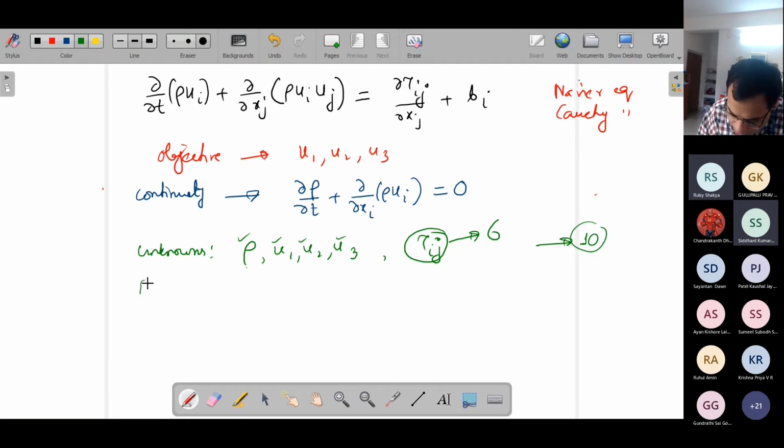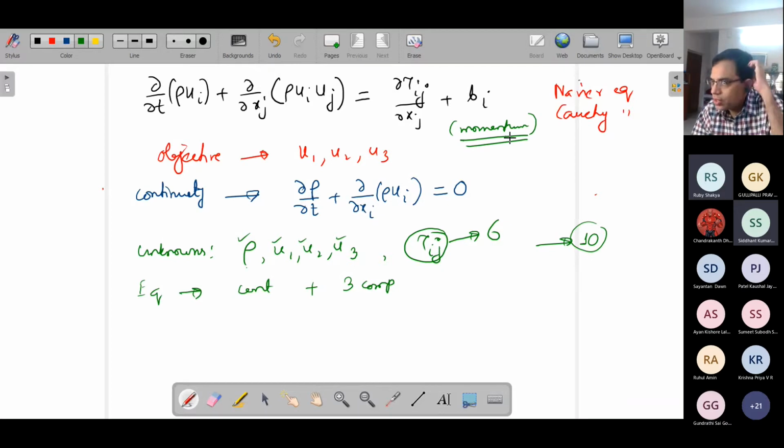Number of equations, independent equations. You have the continuity equation, that is 1, and you have the 3 components of this. So this is called the momentum equation. Neither linear nor angular, just momentum, because linear and angular motion is also embedded in it. The very fact that tau ij equal to tau ji is embedded here. So it is a combination of linear and angular momentum. So we just call it the momentum equation. 3 components of the momentum equation. That means you have 4 equations.